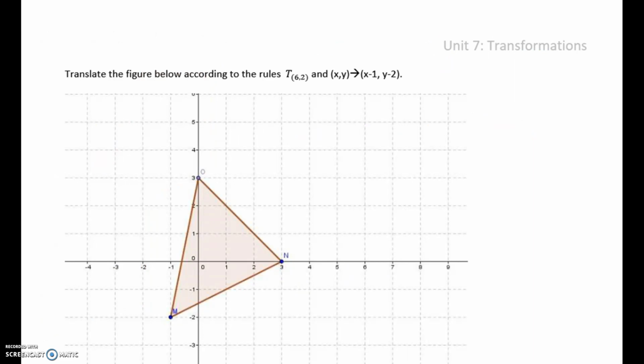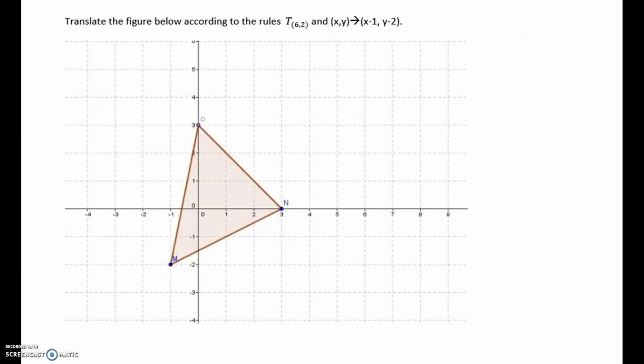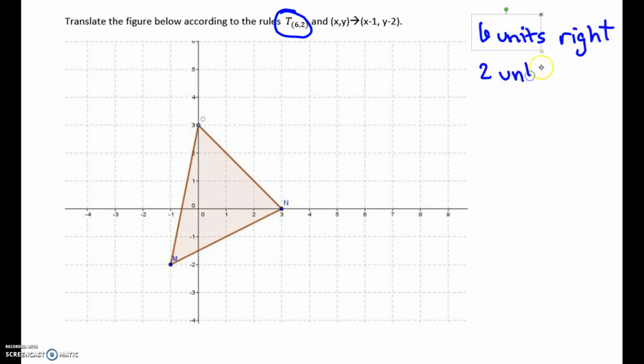So now I'm going to do 2 different translations, and I'm going to do them myself. My first one is T(6,2). Well, T(6,2) means 6 units in the x direction, the positive is going to be right, and 2 units in the y direction is going to be up. So let's take each point and do that. I'm going to start with point O. We're going to go 6 right, 1, 2, 3, 4, 5, 6, and ends up here. And then up 2, 1, 2. That right there is my final point. And so we're going to call him O prime.